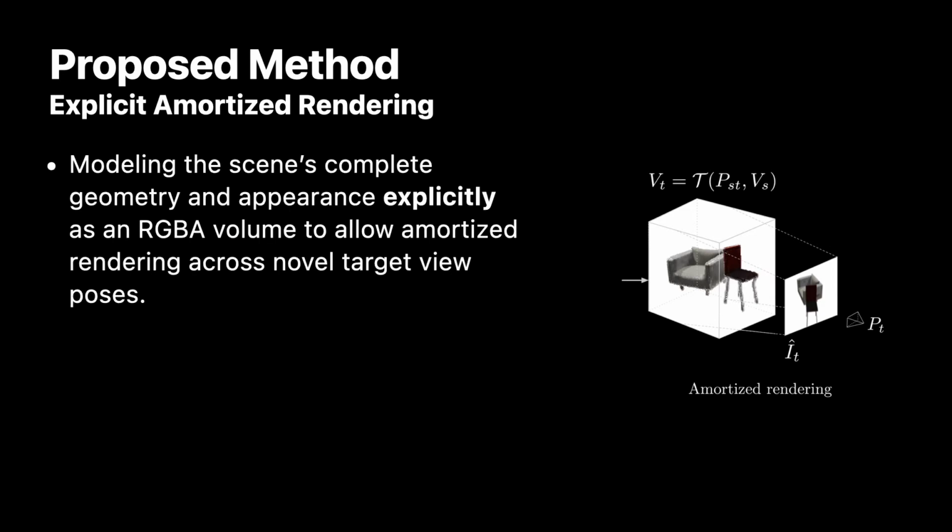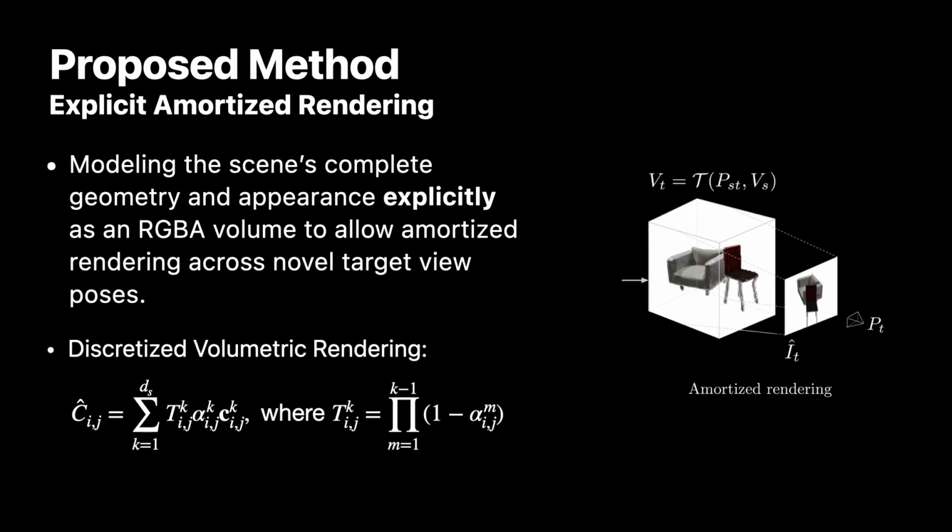Instead of generating an implicit representation, we model the scene's complete geometry and appearance explicitly in the RGB alpha volume to allow amortized rendering across novel target view poses. A volumetric rendering pipeline can perform back-to-front blending with discretized steps.